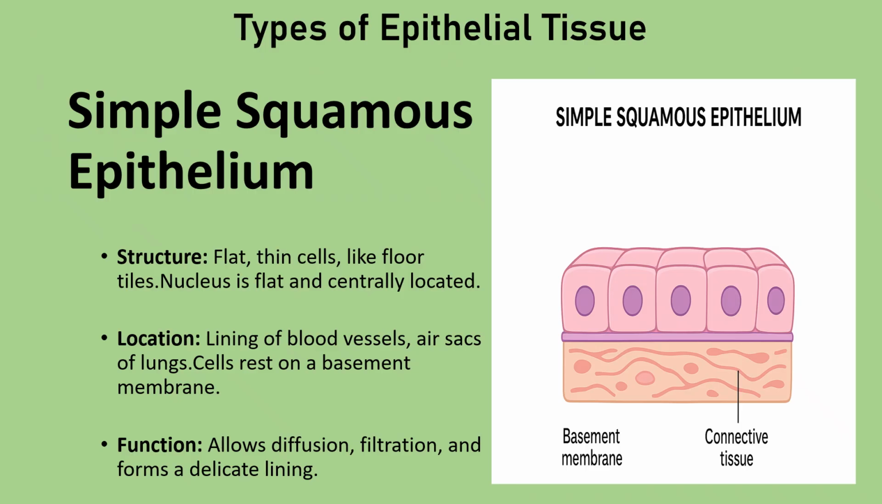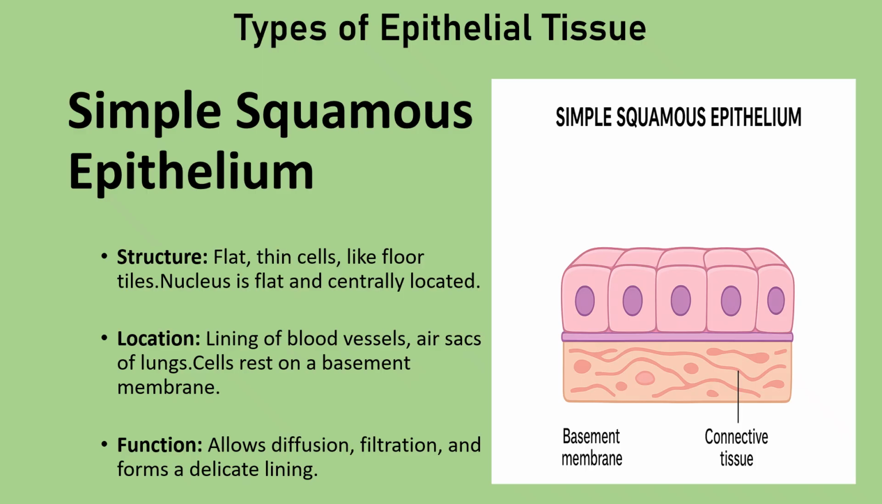Types of epithelial tissues. The first one is simple squamous epithelium, whose structure is flat, thin cells like floor tiles. As floor tiles have very little width and are completely flat, in the same way their structure also resembles the structure of floor tiles. The nucleus is flat and centrally located.